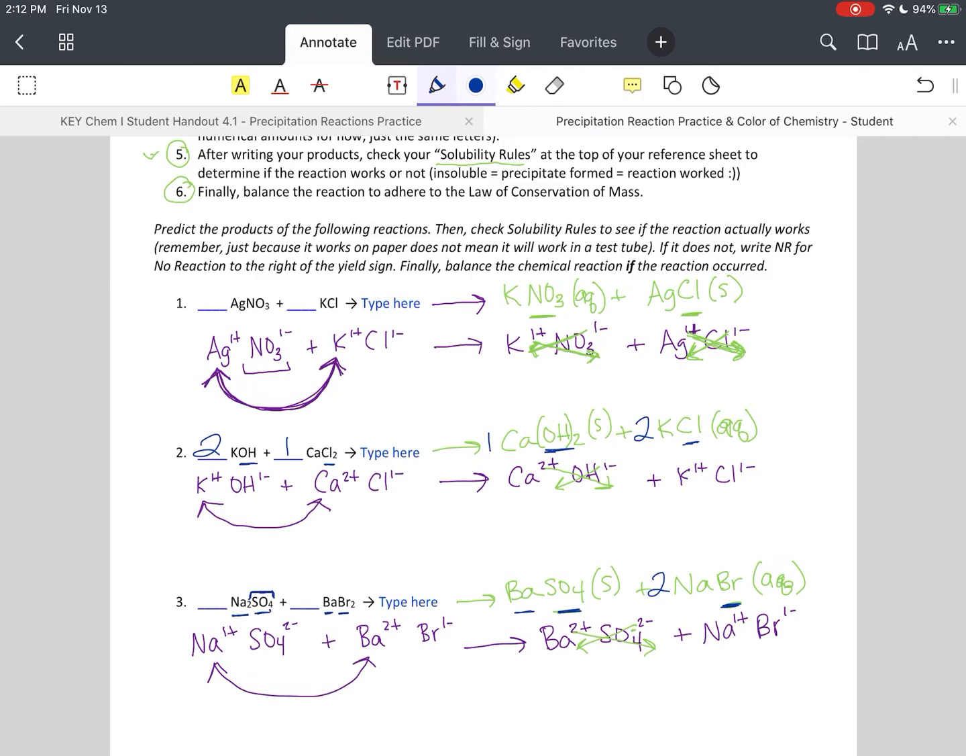It does not mean I have 4 SO4s. The 4 is part of that entire ion, okay? So don't get confused when you're balancing. Make sure you're keeping that together. You can think about it like it has parentheses on it. Once you finish this, then you are done with the first part of this.